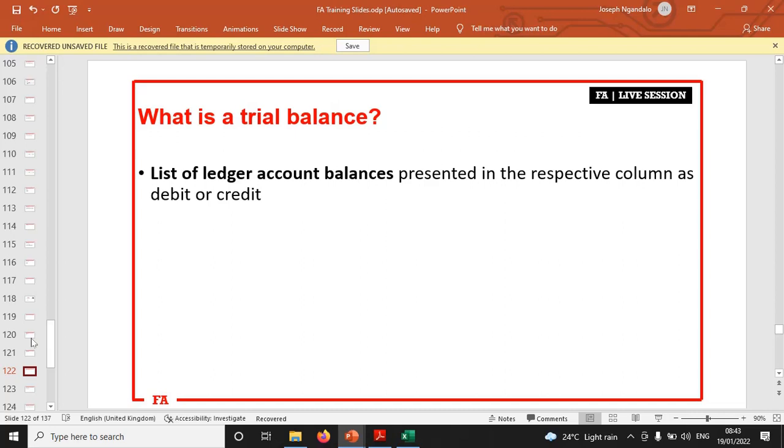A list of ledger account balances presented in the respective column. The trial balance as a debit or credit. Please, let us remember that.